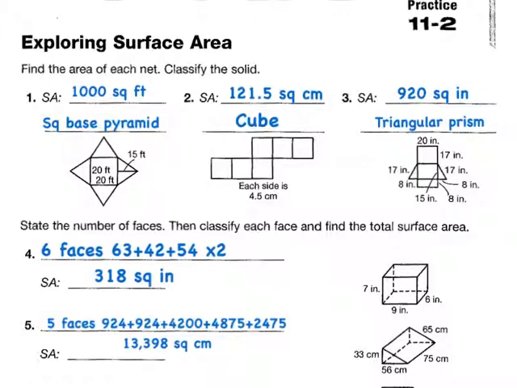For number 4, there are 6 faces. They're all rectangles, and the surface area is 318 square inches. Number 5, there are 5 faces, and this is a triangular prism, and the surface area is 13,398 square centimeters.